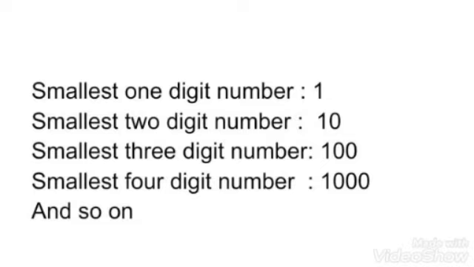Okay, the smallest 1 digit number is 1. Smallest 2 digit number is 10. Smallest 3 digit number is 100. Smallest 4 digit number is 1000. So the smallest number starts from 1 and the remaining digits are only 0. You should not put any other numbers. 1 is the only starting digit, then the remaining digits are 0 for the smallest numbers. Okay, if you write the smallest 5 digit number also, the first digit is 1 and the remaining are 0.